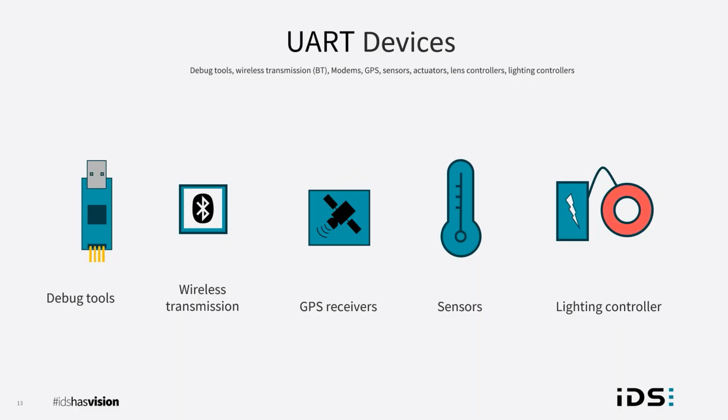But also we see UART used with debug tools, converting between RS-232 and USB, in wireless transmissions such as Bluetooth in cases where we need a remote connection, and GPS receivers for applications where we need location information, and other control devices such as lighting controllers and lens controllers.